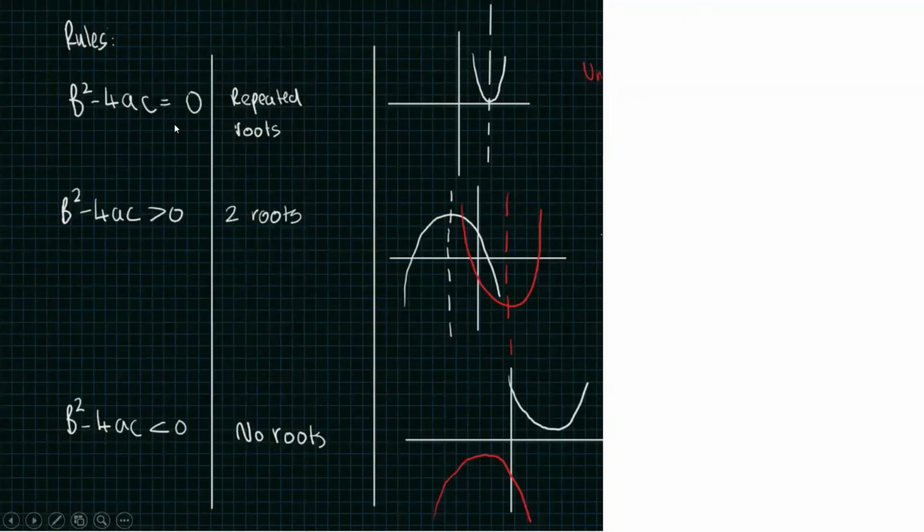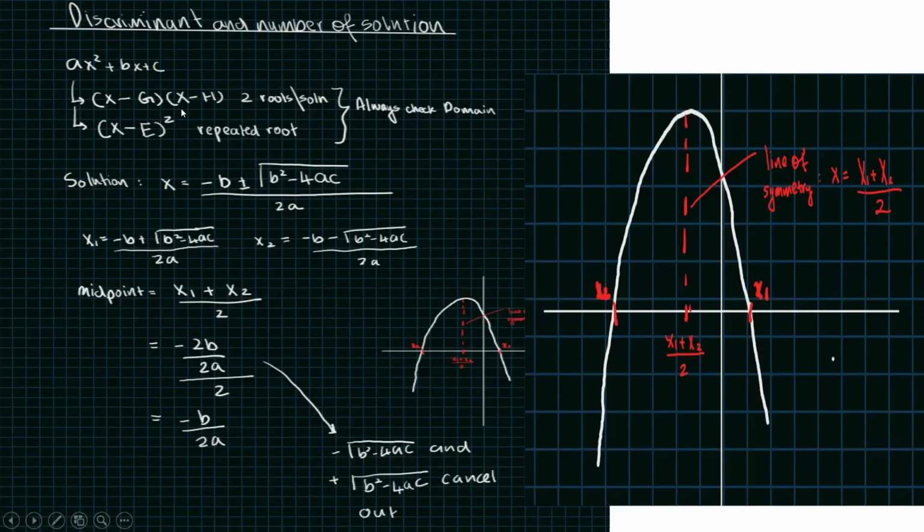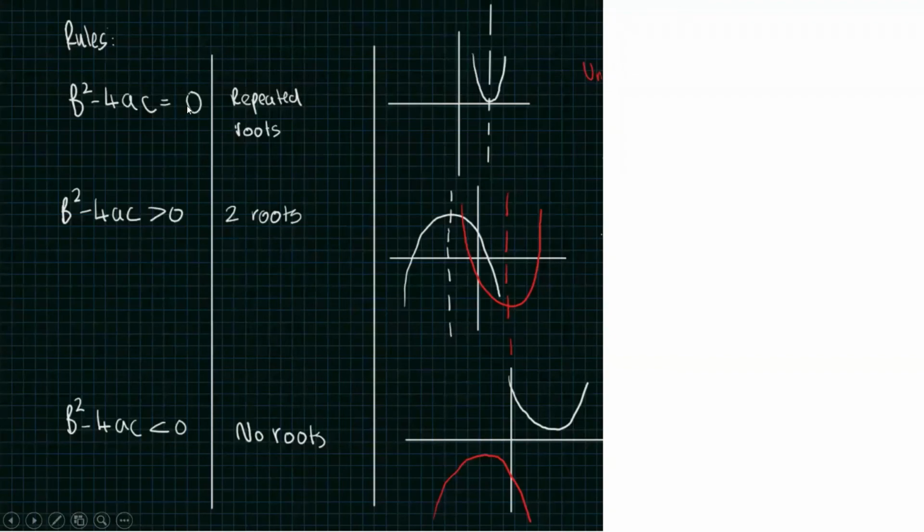Next up, when b squared minus 4ac equals 0. Just before we move on, b squared minus 4ac is known as the discriminant, and I'll explain this further. Instead of doing this entire thing, you can test whether the equation will have one solution, two solutions, or no solutions. That's what the discriminant is for, to test the number of solutions. When b squared minus 4ac equals 0, it'll have repeated roots, and the graph will just touch the x-axis. It can be above or below the x-axis.